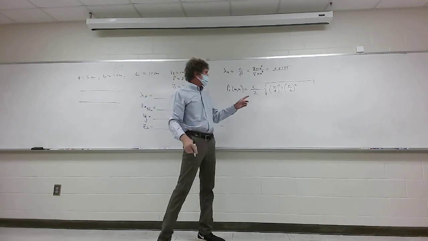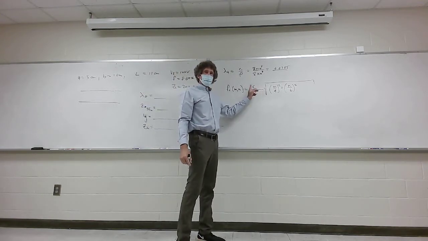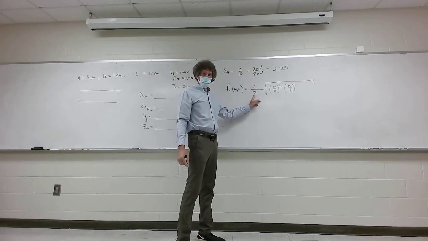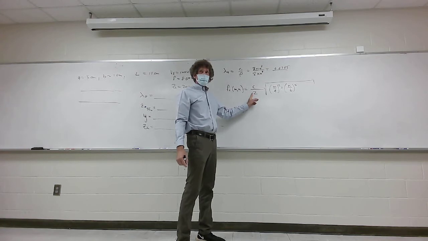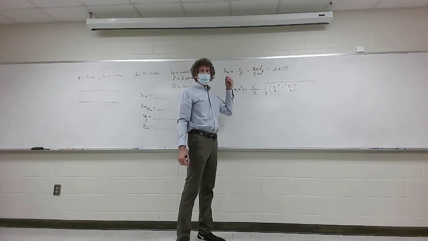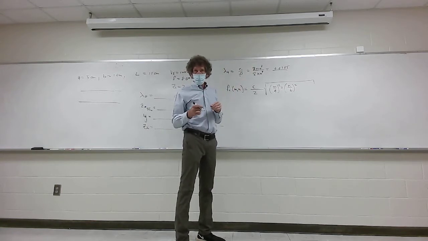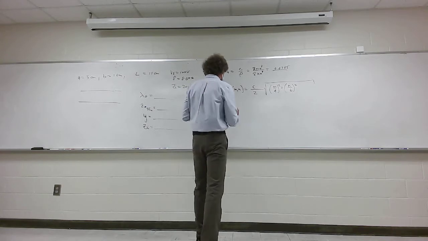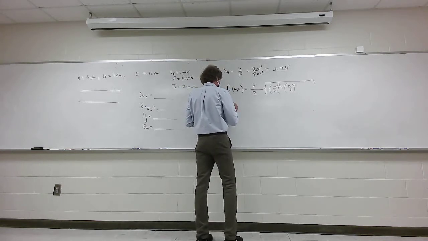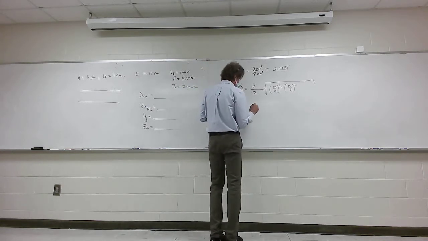If it wasn't air-filled, I wouldn't have C here. I'd have 1 over the square root of mu epsilon, just making that point in case something happens. All right? You with me on that? It's the velocity of electromagnetic propagation in the media inside the guide. It's the unguided velocity.